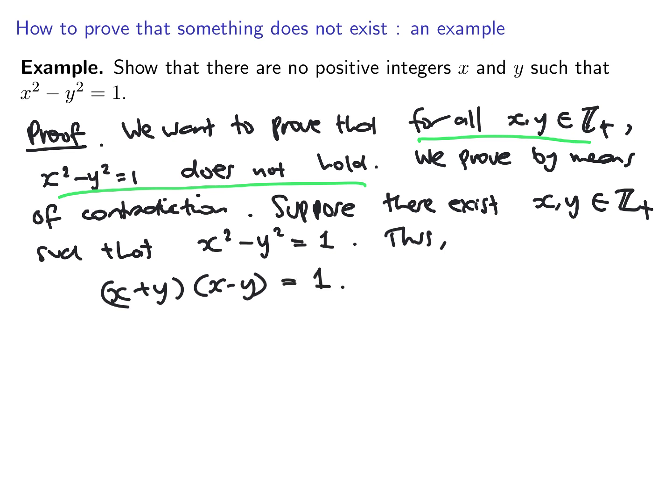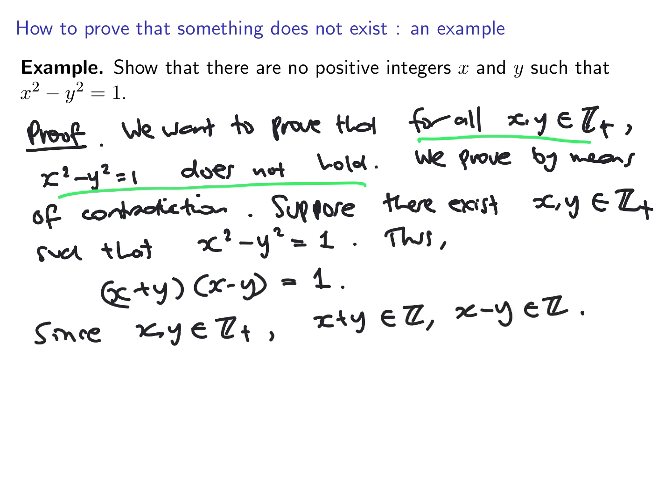Okay? And since both x and y are integers, then x plus y is also an integer, and x minus y is also an integer, right? Which means that in order for their product to be equal to 1, because these are integers, either both of them are 1 or both of them are -1. So now we have two cases. Case 1, x plus y is 1 and x minus y is 1.